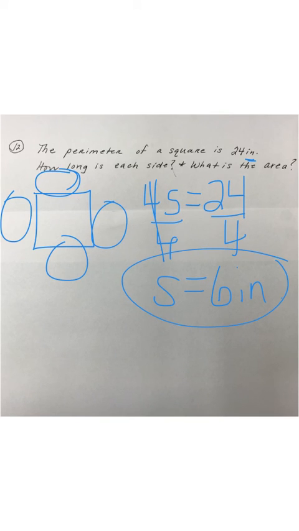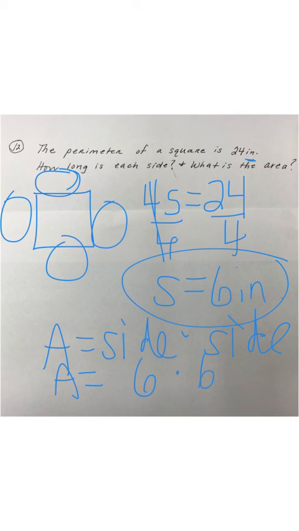Now find the area. Area equals side times side, which means that you just multiply 6 times 6, and you find that the area is 36 with a label of inches squared.